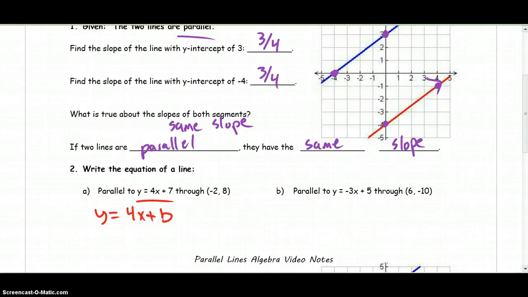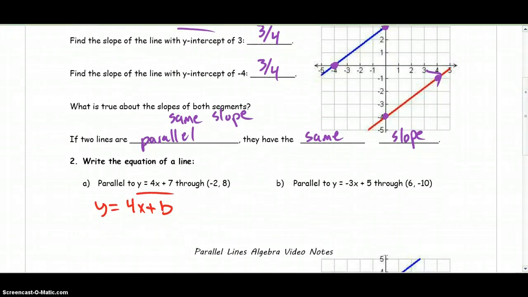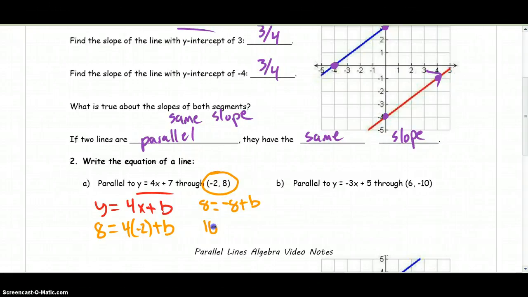Well, the way we figure that out is basically like everything else we've done with algebra, we use this point, negative 2, 8, that we know lies on the line, and substitute it in for y and x. So 8 equals 4 times negative 2 plus some b value. That gives me that 8 equals negative 8 plus some b value. If we add 8 to both sides, we get that b is 16.